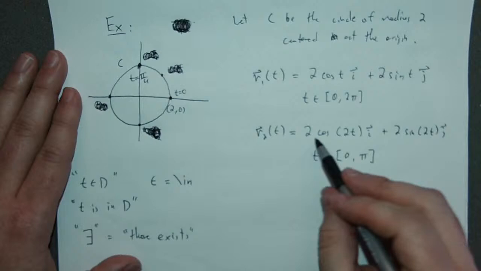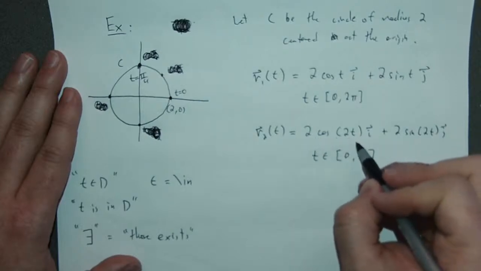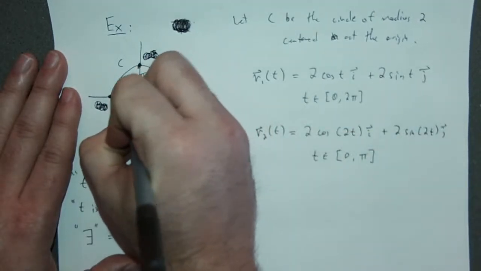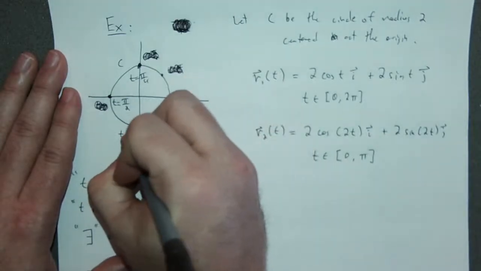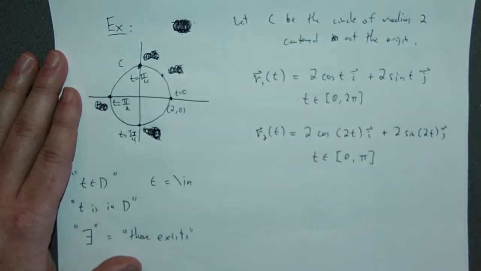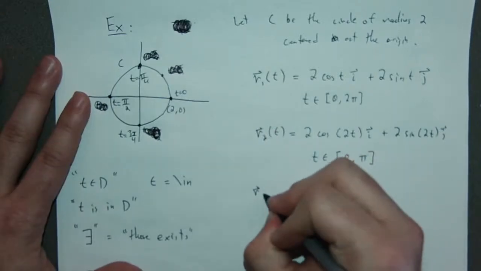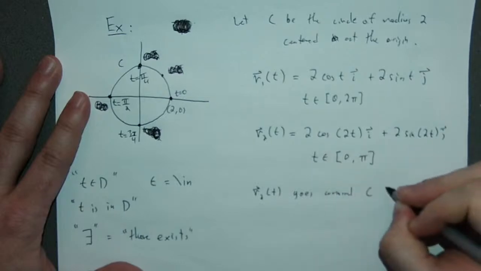Similarly, when t is equal to pi over 2, so this would be 2 cosine of 2 times pi over 2, so that's pi, right? I'm here, so this is when t is pi over 2. Okay. Similarly, when t is equal to 3 pi over 4, I'm here. And finally, I'm back to my starting point when t is equal to pi. So what can you say about the second parameterization, right? So R2(t) goes around C twice as fast.